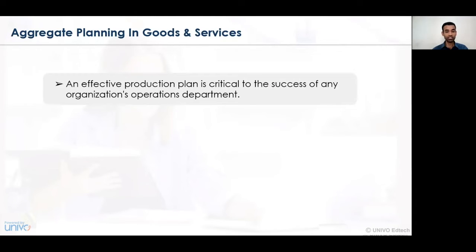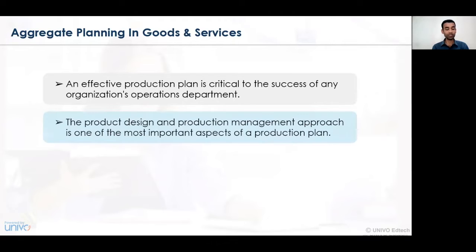For an effective production activity, it is necessary to see that the success rate of the organization is continuously improving and accordingly the benefit is being created in the long term. So the organizational operations department has to always see that whatever amount of goods and services are needed to be manufactured are effectively available and are utilized in an effective way. So an effective operational plan is necessary to see how the operational activities are being conducted. The product design and the production management approach is one of the most important aspects of the production plan.